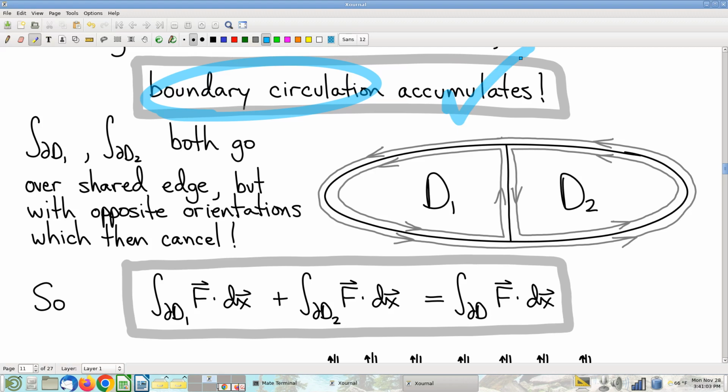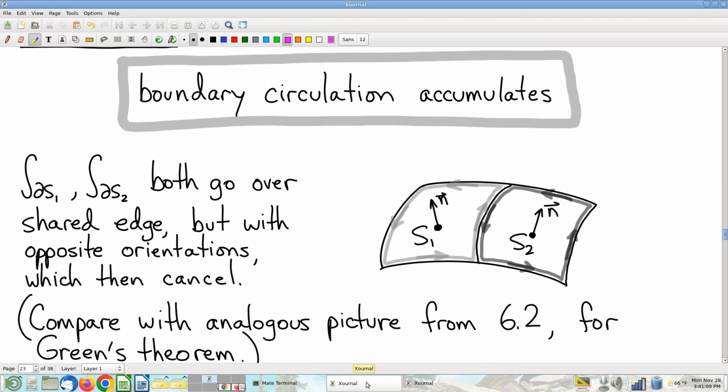That's what makes the theorem exist in the first place. Okay. So, very, very similar deal here. Again, we're going to look at boundary circulation because, again, it's going to work out that it accumulates. And, again, it's just a matter of drawing the picture and writing it down.